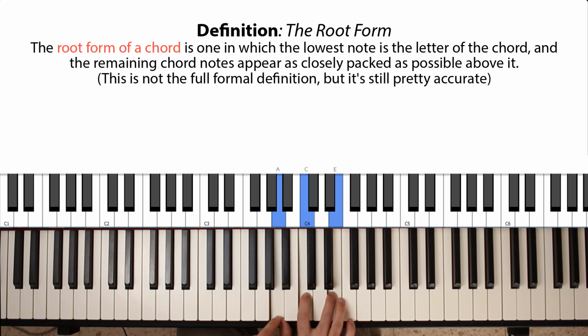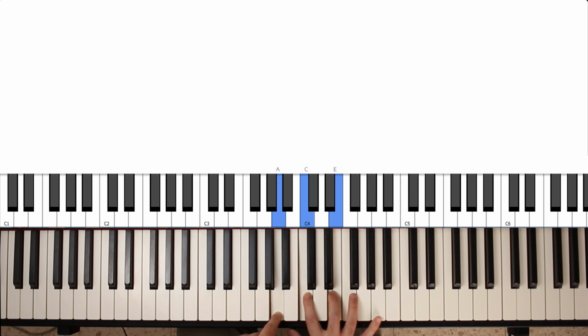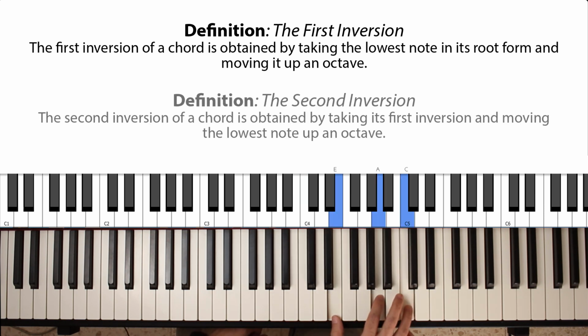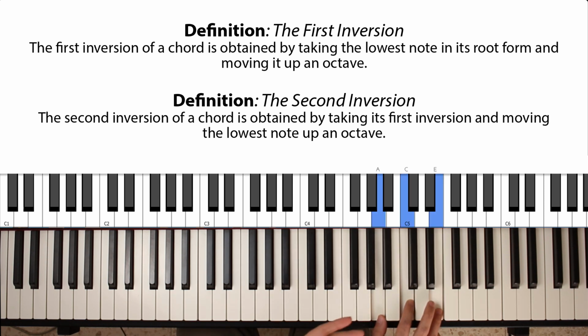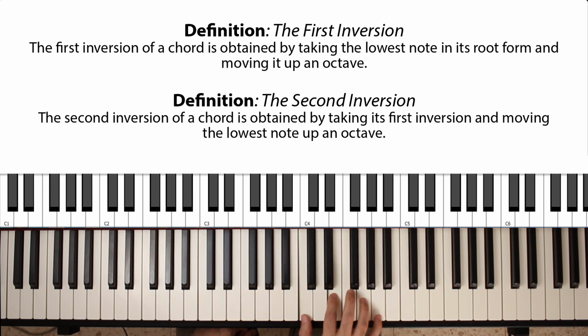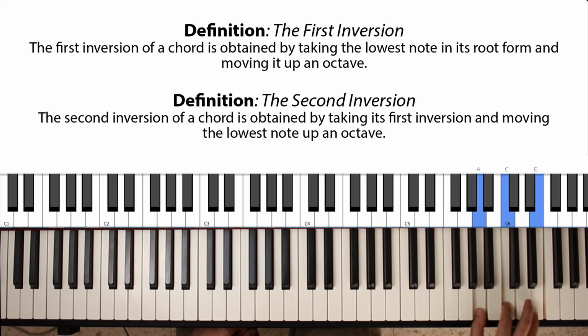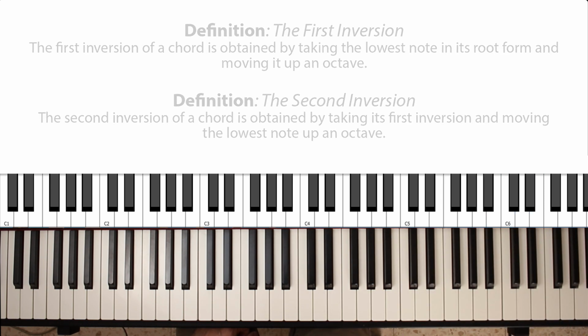When I move the lowest note up an octave, I get the first inversion of A minor. Then I move the lowest note again up an octave, I get the second inversion of A minor, and if I move it up an octave again, this is not the third inversion, it's back to the root form. There's no third inversion. There's only root form, first inversion, second inversion, root form, first inversion, second inversion, root form, and so on.